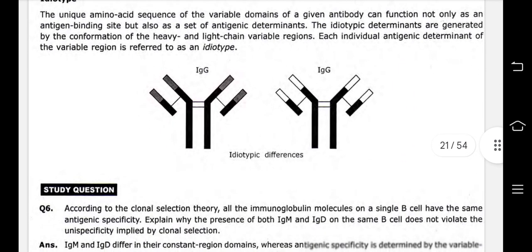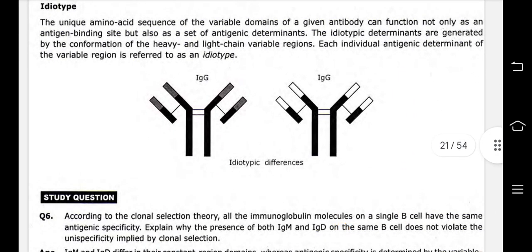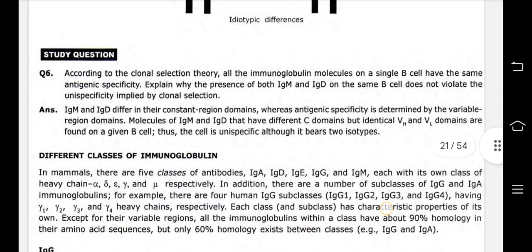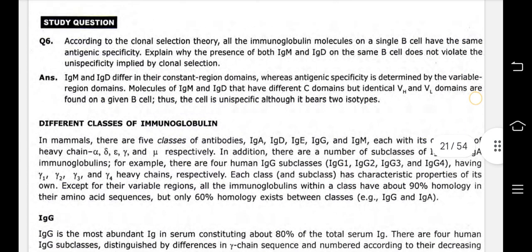Then idiotype. The unique amino acid sequence of a variable domain of a given antibody can function not only as an antigen binding site but also as a set of antigenic determinants. Antigen binding sites and antigen determinants. The idiotypic determinants are generated by the conformation of the heavy and light chain variable regions. Each individual antigenic determinant of the variable region is referred to as an idiotype. IgG, idiotype differences.